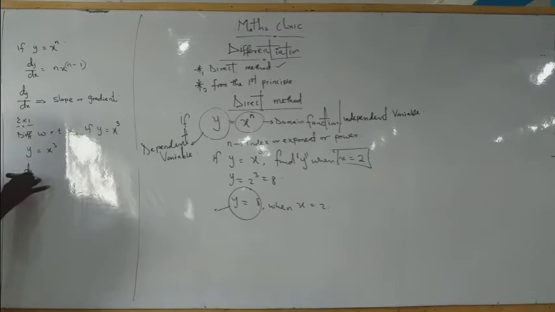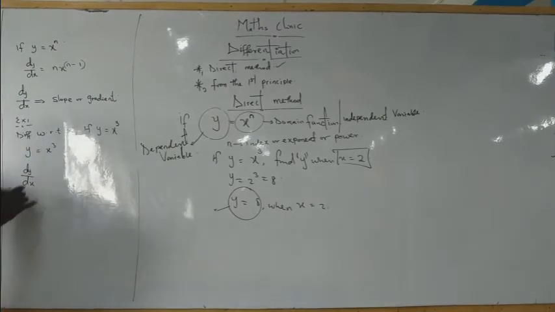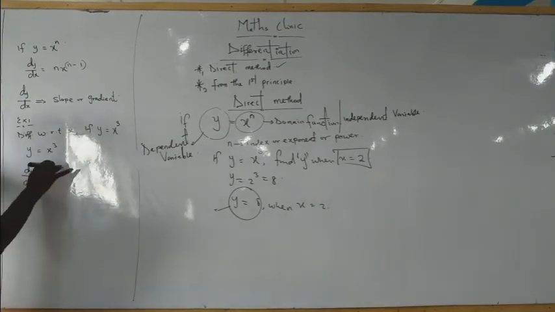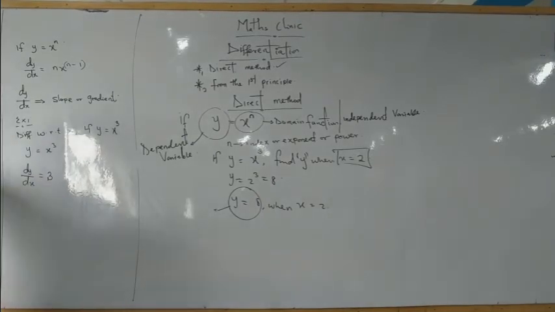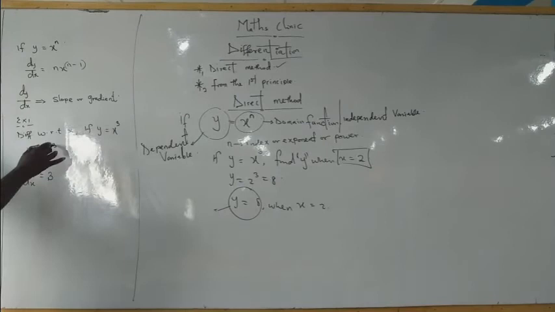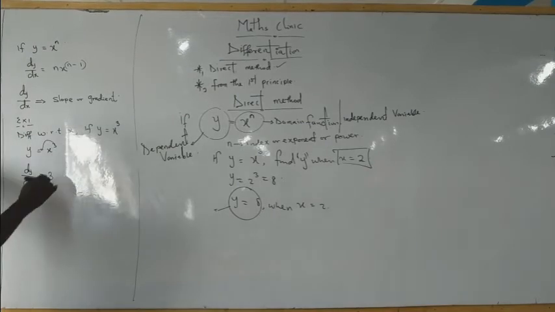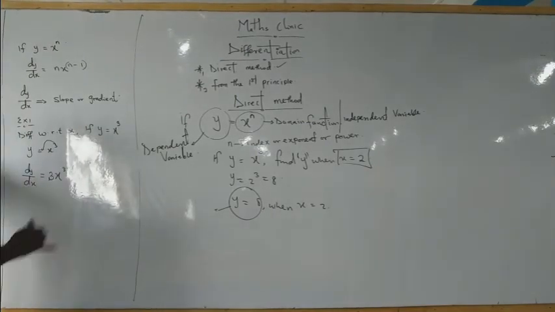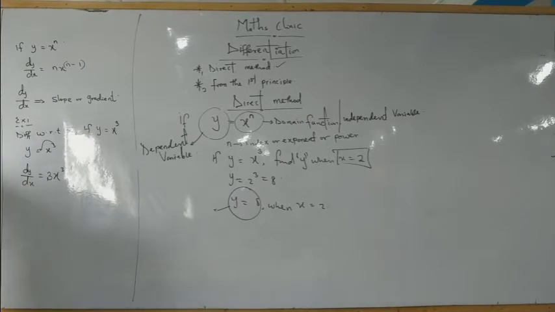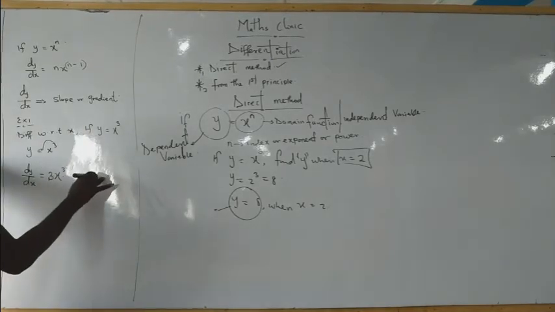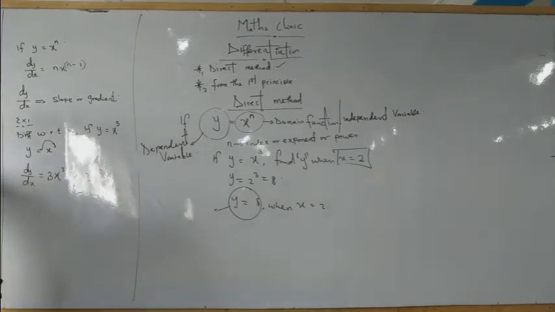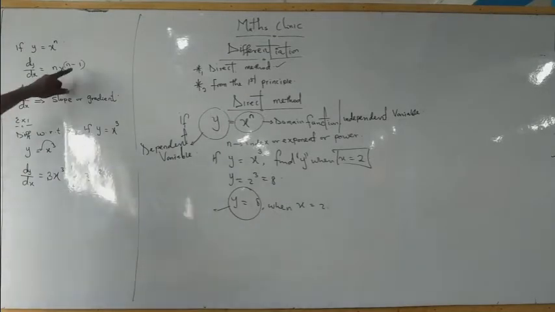That will give us dy over dx equals 3x raised to power 3 minus 1, which becomes 3x raised to power 2. Don't forget that the minus 1 is always constant, please.